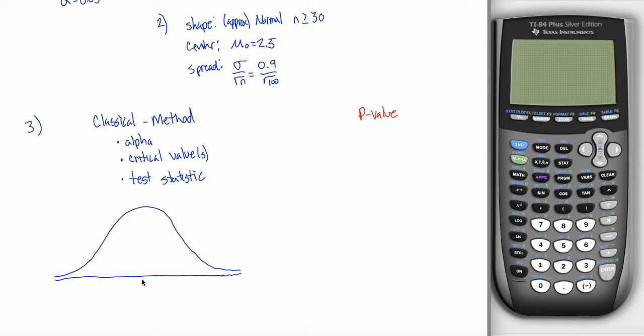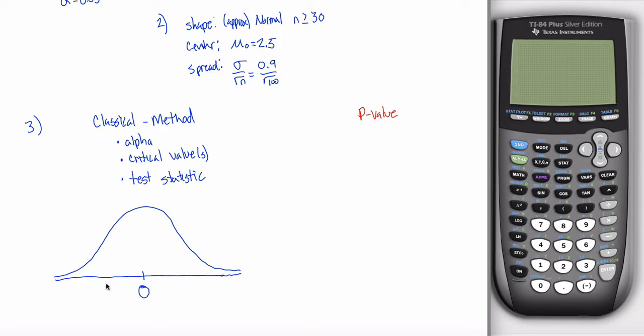You want to signify your center, but you're not going to signify it with the number 2.5 because in this picture we're going to use what are called normalized values. And all that means is we're going to use z-scores. So I'm going to put a 0 in the middle, but really that 0 means 2.5. That means 0 of these spreads above or below this 2.5.